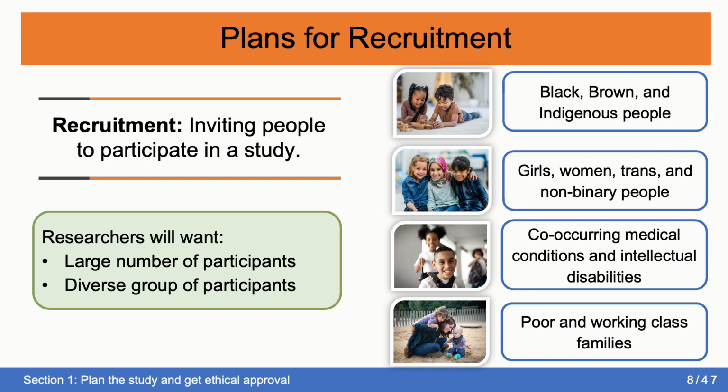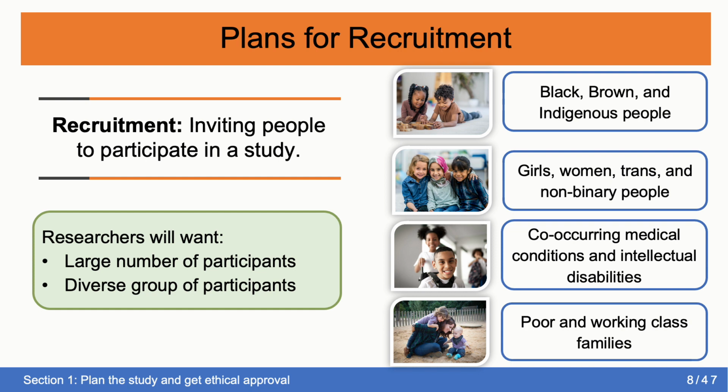Researchers will also have better results if they can recruit a diverse group of participants. For example, if they want to study autistic adults, it is best to invite adults from many different age groups. If all of the participants are 20 years old, the results might not apply to older adults.